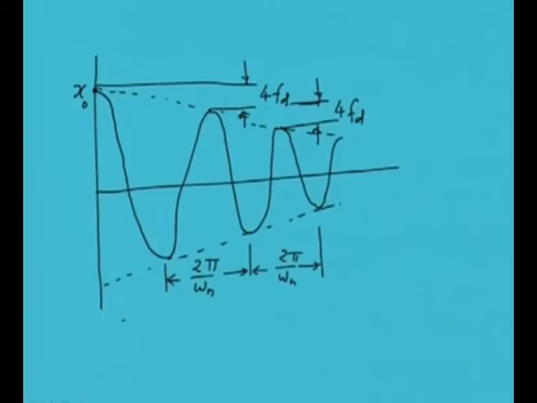Now let us see the condition at which this particular motion will stop. We know that we have the initial condition, and over one cycle we have a decrease in the displacement by 2 Fd. Let us say n is the number of half cycles just prior to the stoppage of the mass.